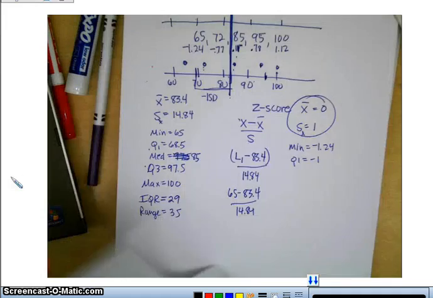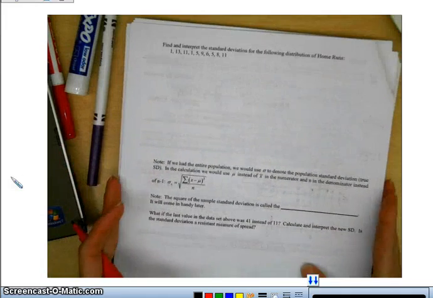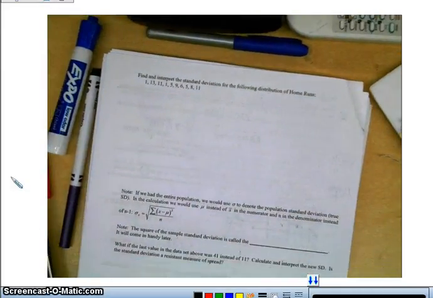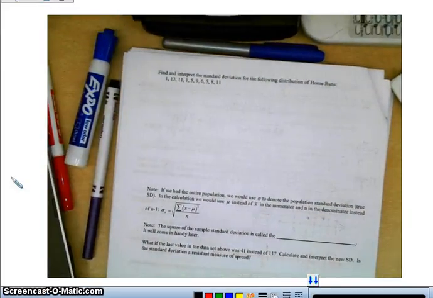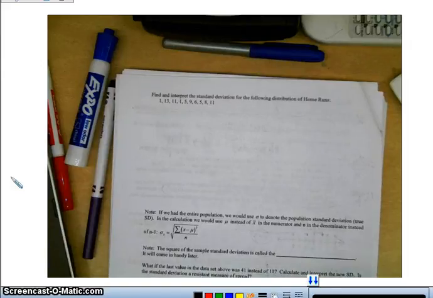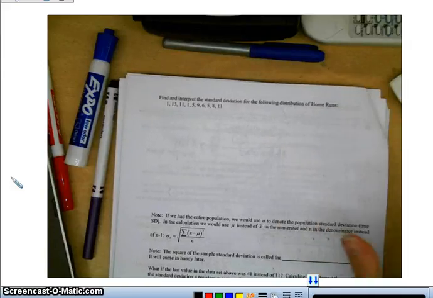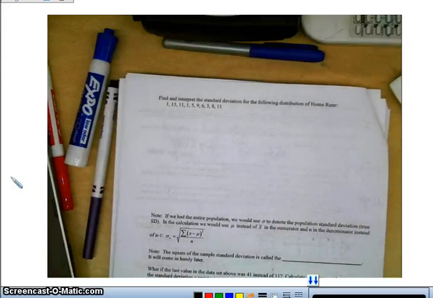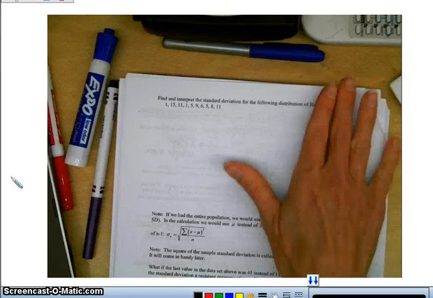All right, so now we are going to find and interpret the standard deviation of the following distribution of home runs. Standard deviation is the average distance from the mean. On average, how far is an observation from the mean? This is a very easy thing. Our calculator is going to help us a little bit, but not so much. For the most part, we're going to do this all on our own.